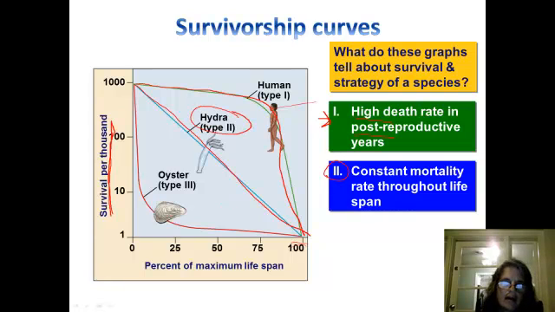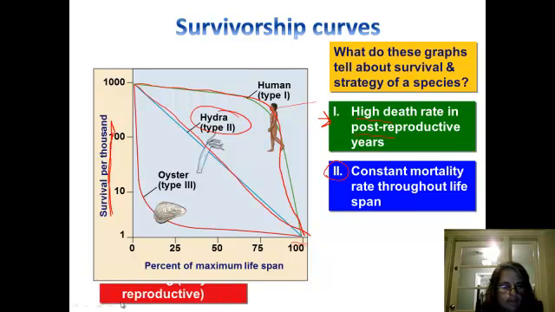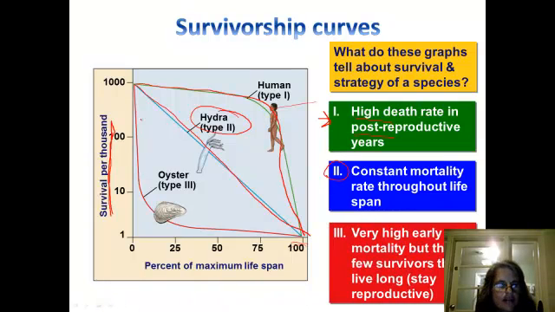These hydra are examples of that according to this graphic. Okay, the last curve is a type 3, and what you see here is, boy, those little babies, they die off. But if we can make it past that first part of the lifespan, then if we make it to adulthood, we have a very good chance of living to be a very, very old organism.